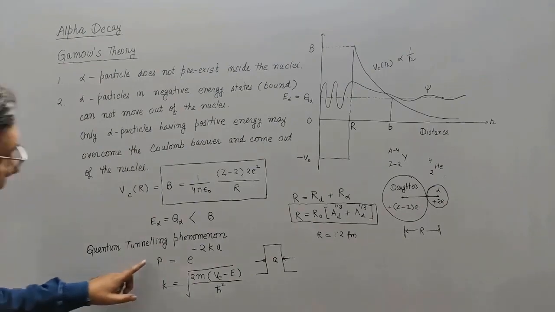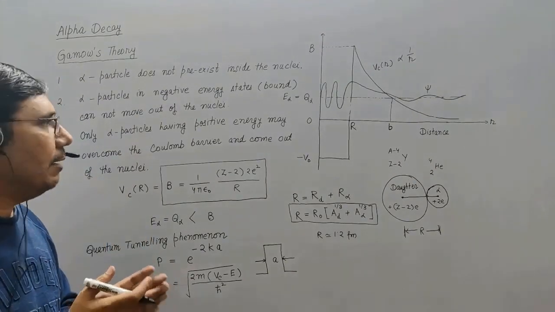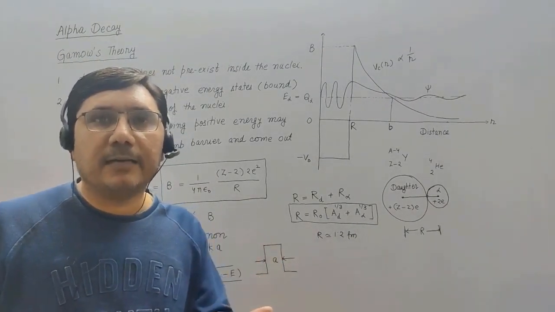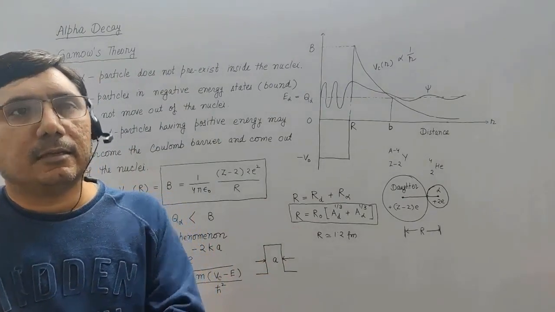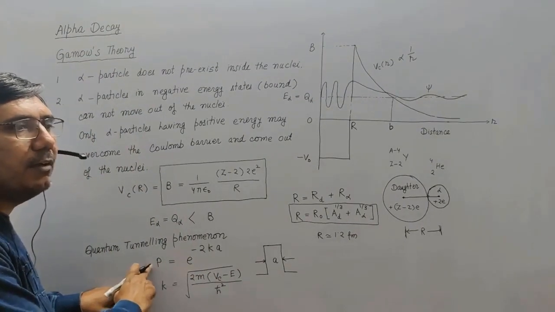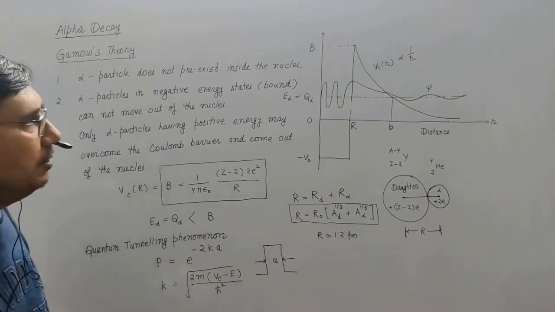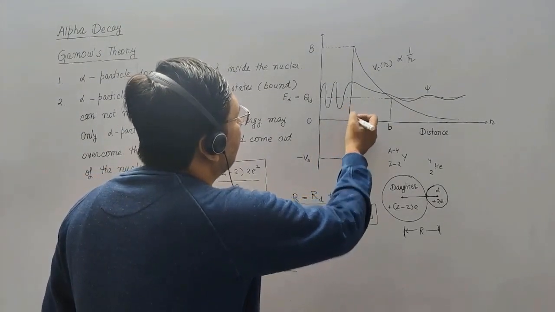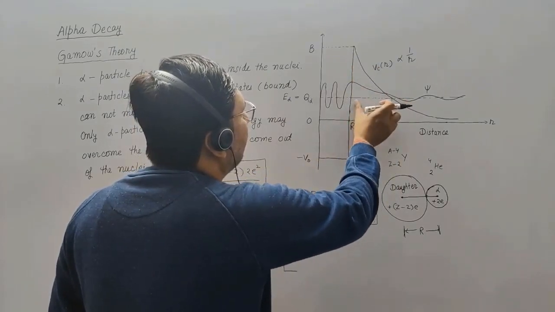So there is a very small but certain probability that a particle having energy less than the barrier height can tunnel through this barrier. In this case, this is the formula for that probability, exponential of minus 2ka. This will be a very small probability. Here, when we look at our barrier, our barrier is like this.